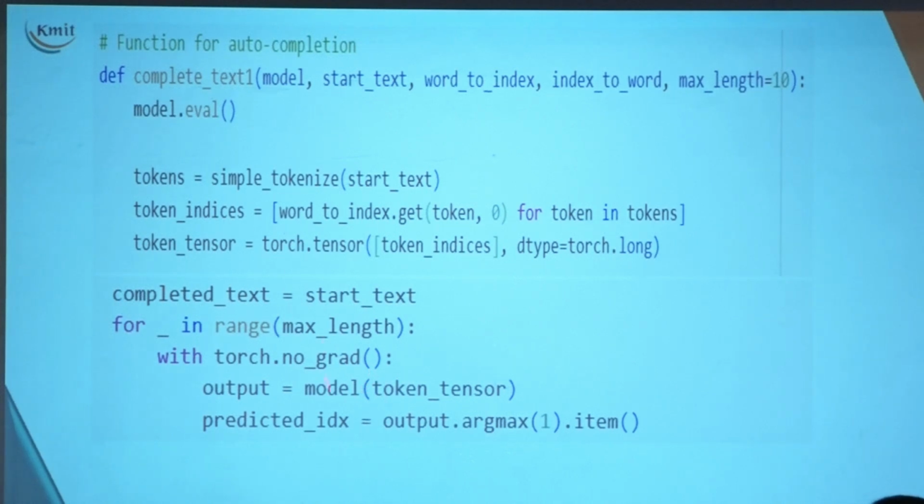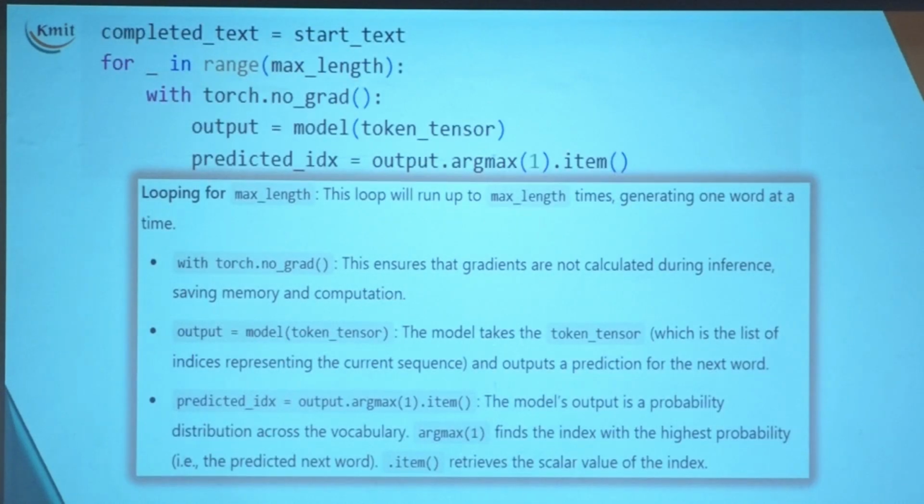You calculate the output using the model for these token tensors. Okay, and then what are you going to do? You are going to predict. What is it? predicted_index is equal to output.argmax(1).item(). Very important. I told you when I built the model, at the end, for every word there will be a logit associated. So which word will you take as output? In the model's output you will get logits associated with all the words. So here you will be using this part, this argmax of 1.